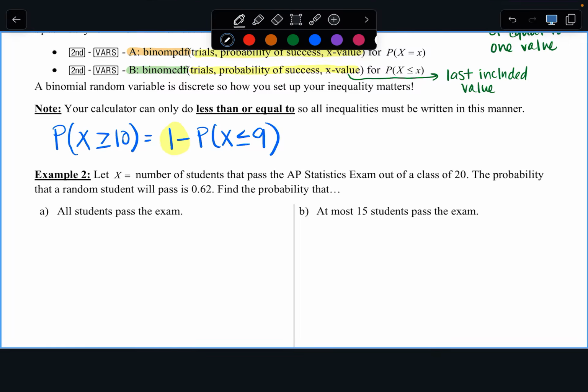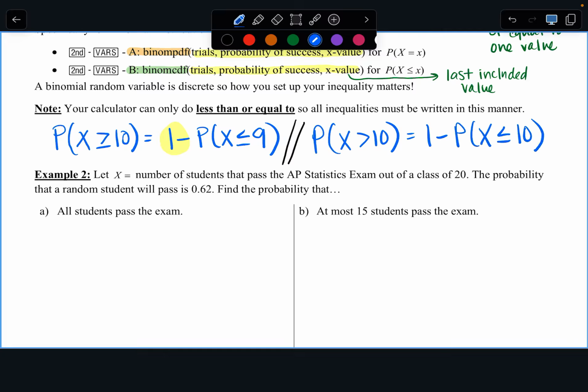Another thing to be careful about: if I instead had the probability that X is greater than 10, that would mean I'm not including 10. So I would instead find 1 minus the probability X is less than or equal to 10, because 10 is not included in that particular statement.